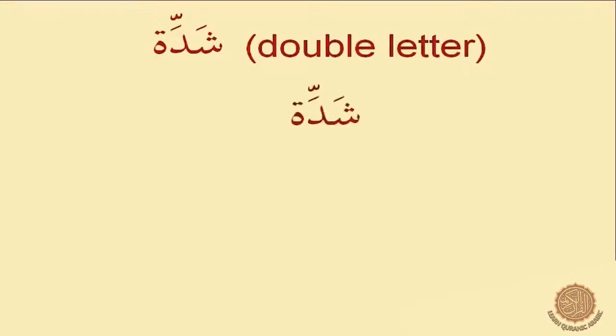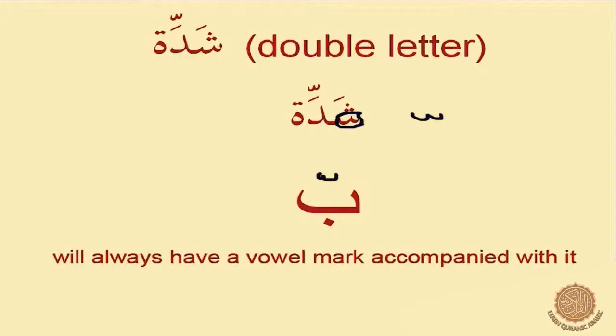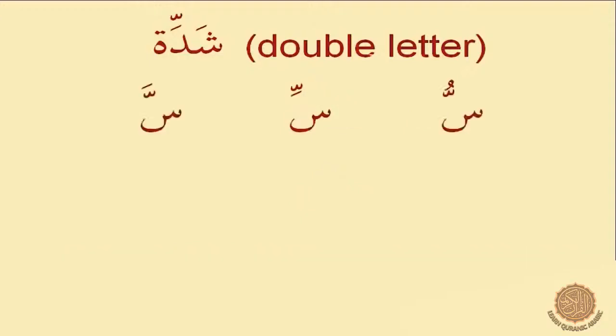So if we take the word shadda, what Arabs use for the sign of shadda is the following. It's just that part of the word shadda, which is that. So if we want to double this letter, what we do is we add the shadda. That's it there. Now, a point to note is that the shadda will always have a vowel mark accompanied with it. Either the fatha, the dhamma, or the kasra.